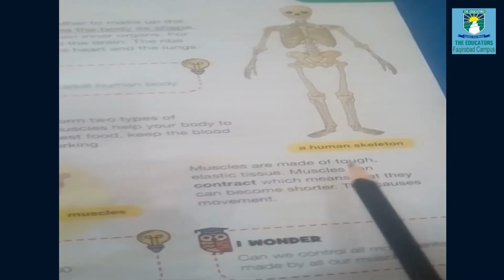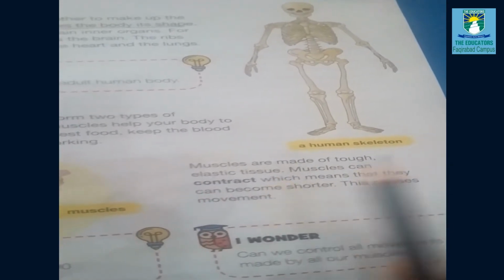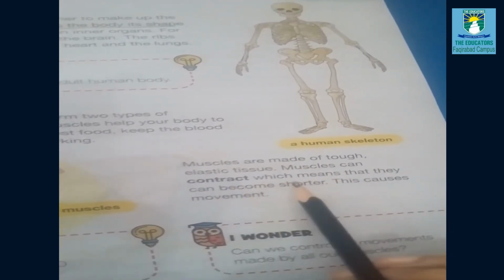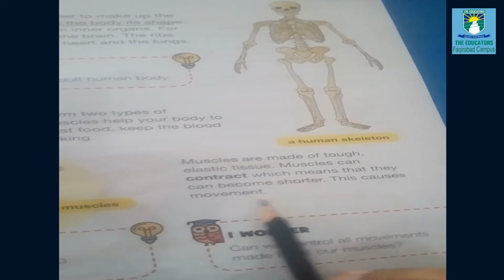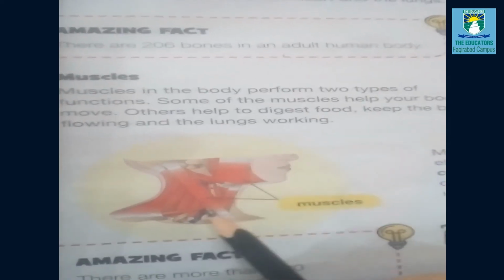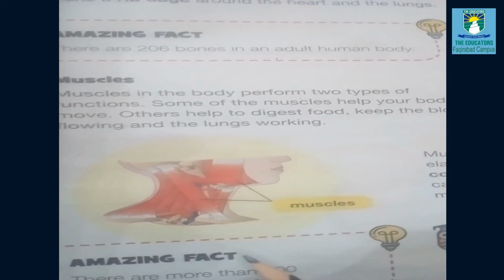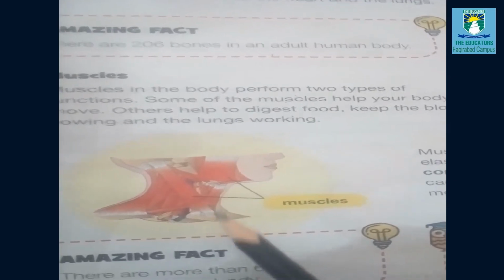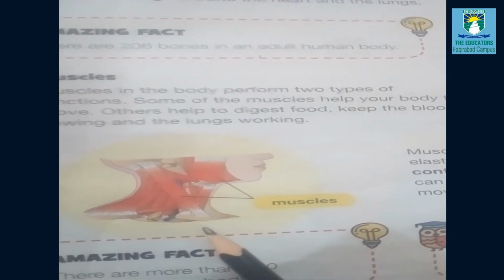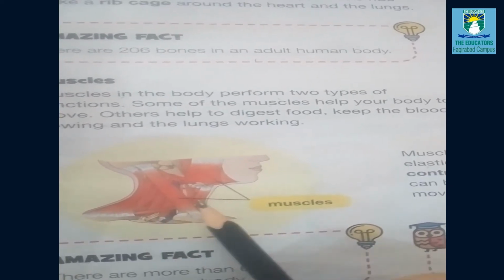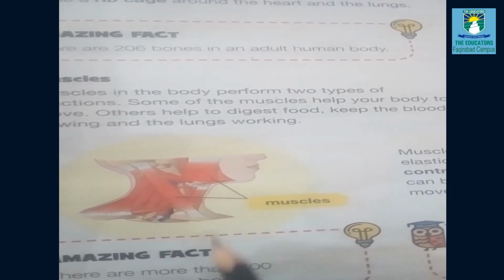Muscles are made of tough elastic tissues. Muscles can contract, which means that they can become shorter. This causes movement. Look at this picture. These are muscles present inside our body. These muscles are tough and elastic. These muscles can also contract.